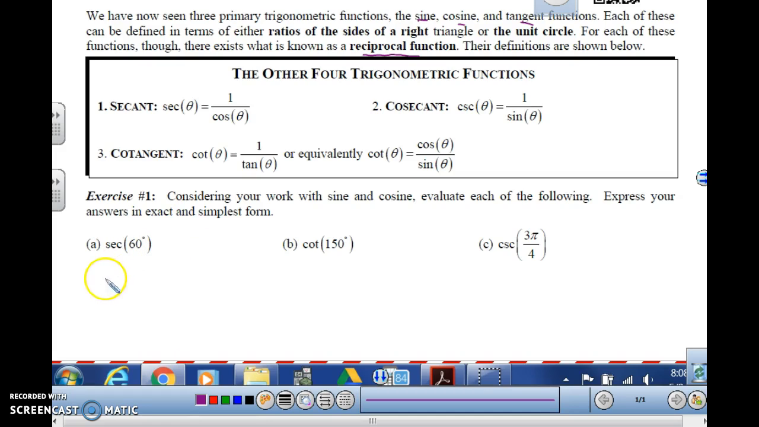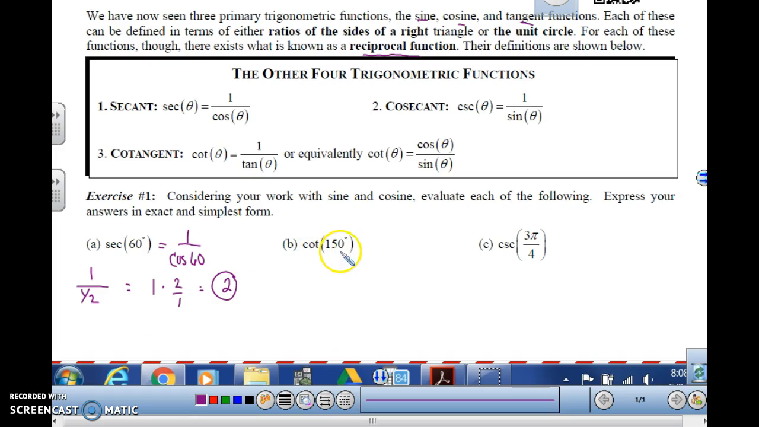The secant of 60. We know secant is 1 over cosine, so this is going to be equivalent to 1 over the cosine of 60. Now, what is the cosine of 60? Well, it's 1/2, if you remember from the unit circle, or if you memorize those values. It's 1 divided by 1/2. So that's 1 times 2 over 1 when you do the reciprocal. So that's going to equal 2.